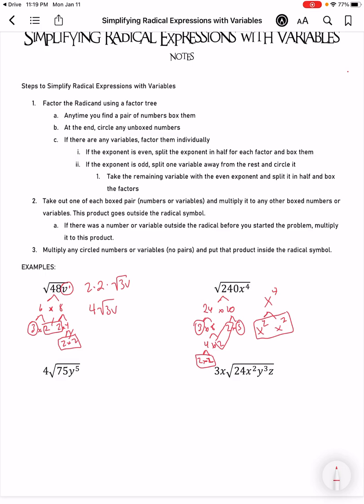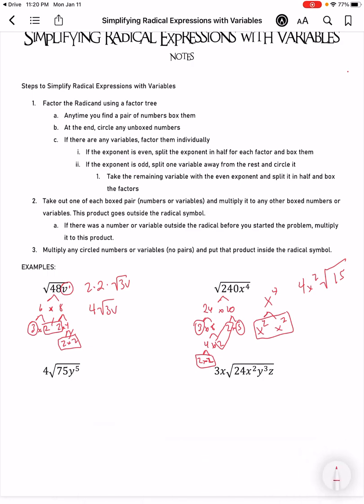And then again, anything that's boxed gets taken one at a time on the outside. So I've got a 2, and an x squared. So 2 times 2 is 4, times x squared, or 4x squared. And then underneath my radical symbol, I'm going to have 3 times 5, which is 15. So my answer would be 4x squared times the square root of 15.